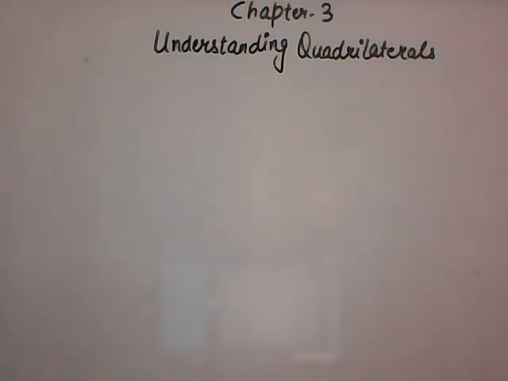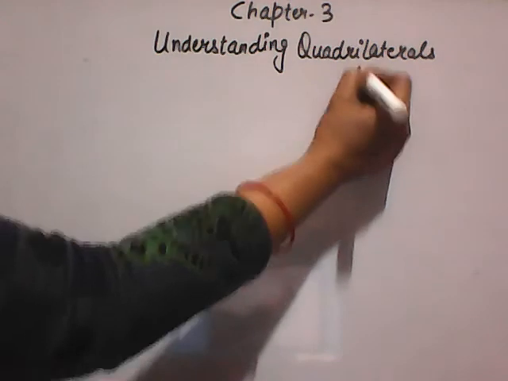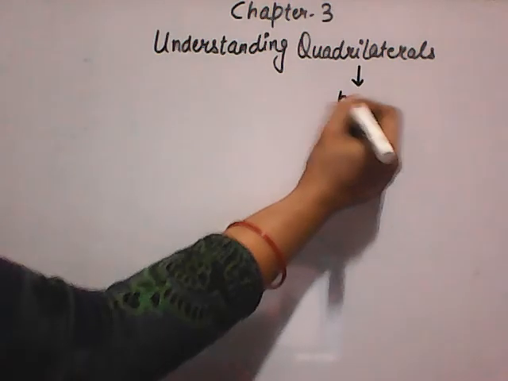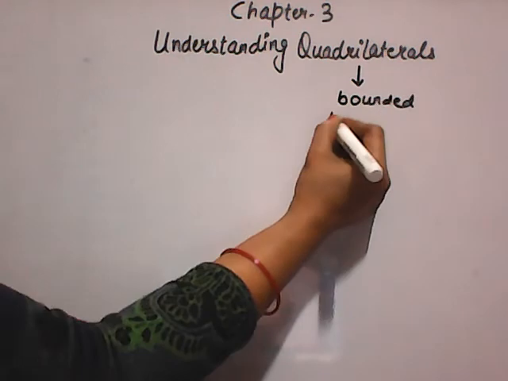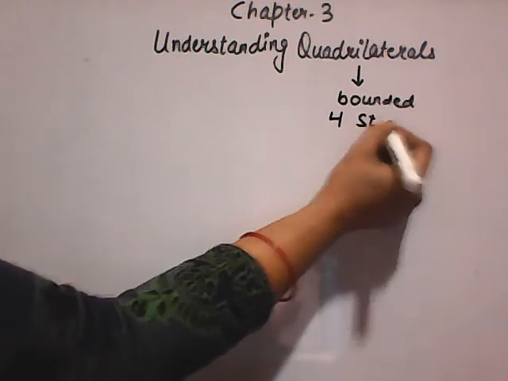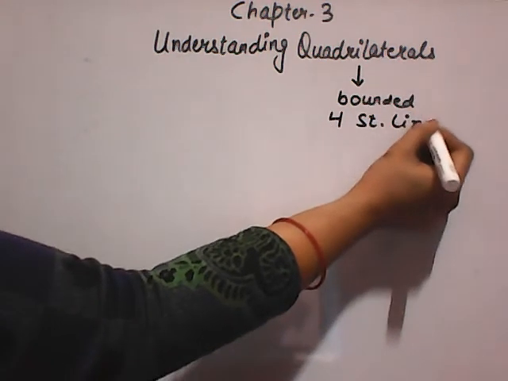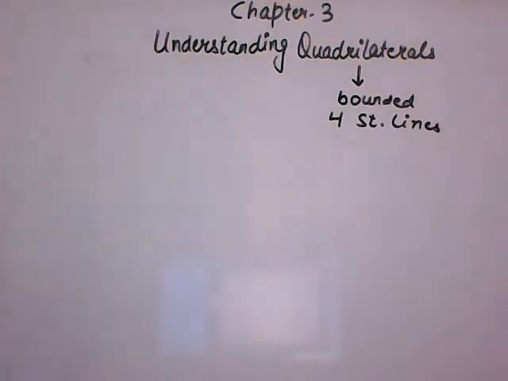Now, what do you mean by quadrilateral? Any figure that is bounded by four straight lines is known as a quadrilateral. Now, in this chapter, we are going to learn about some basic concepts such as simple curve, closed curve, polygons and the classification of polygons.